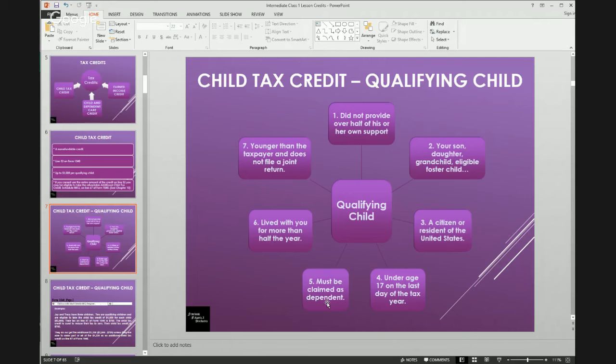Under the age of 17 on the last day of the tax year, they must be claimed as a dependent on the return. They need to have lived with you for more than half a year, unless you are the non-custodial parent and the custodial parent has given you permission to claim the child. They also need to be younger than the taxpayer and not filing a joint return. So a qualifying child for the purpose of the child tax credit is slightly more restrictive than just the qualifying child for the purposes of claiming the exemption.